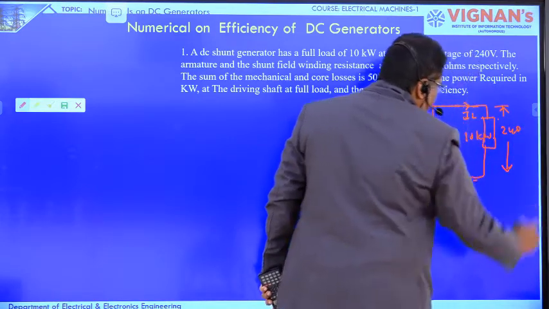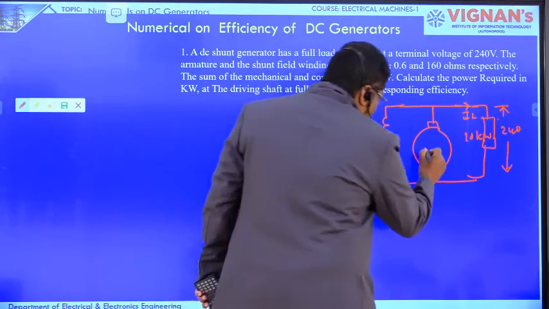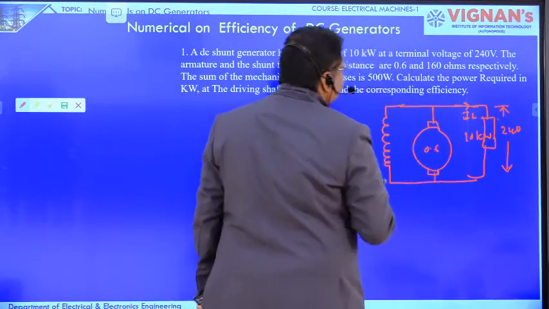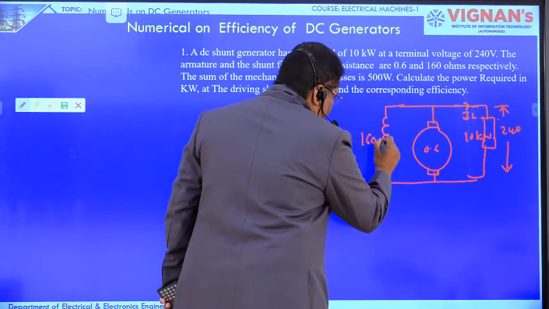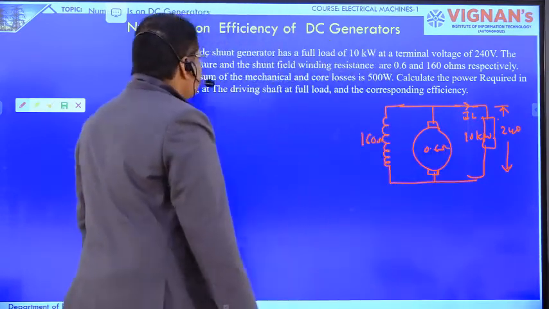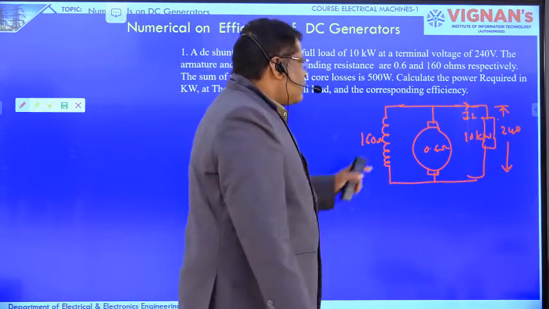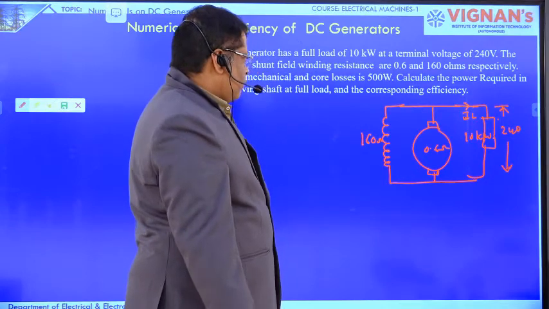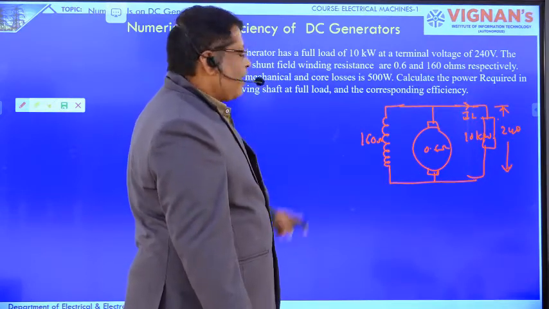The voltage is 240. Now the armature resistance is given as 0.6, and the shunt field resistance is given as 160 ohms respectively. The sum of the mechanical and core losses is given. First of all, they ask you to find out how much is the driving power at full load.